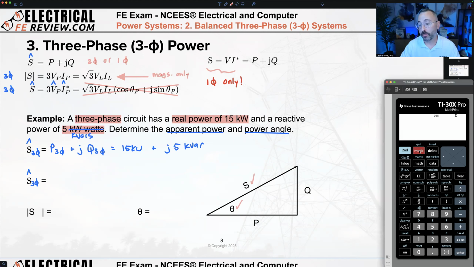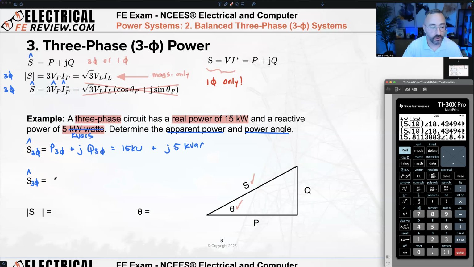So again, in my calculator, I'm already in polar mode. I'm in R angle theta. So all I have to do is type in 15 plus J5. And when I hit enter, my calculator is going to say, hey, you just gave me a complex number in rectangular, but your settings are set to polar. So you must really want that number in polar mode instead. You must want to convert the real plus J imaginary component into magnitude and angle.